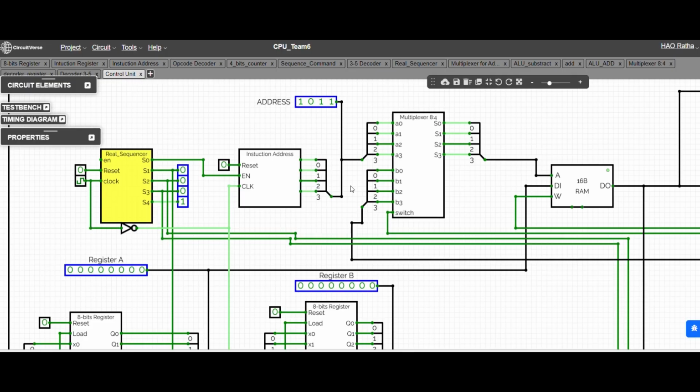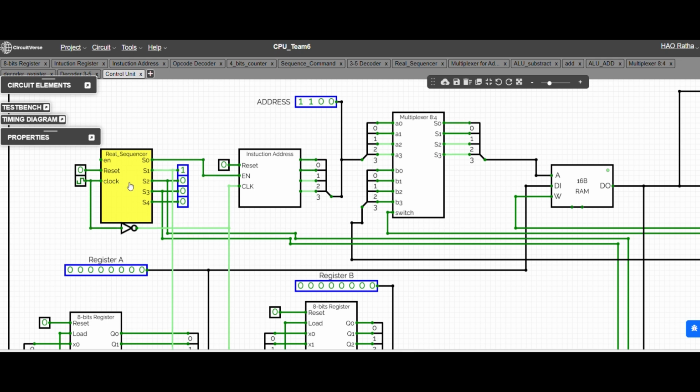I am Hanta. I'm from Group CPU Team 6. Today, I will explain how all the components in this circuit work together to form the control unit of our 8-bit CPU. The operation begins with the clock signal, which synchronizes the entire CPU. Every clock pulse moves the CPU to the next execution step.